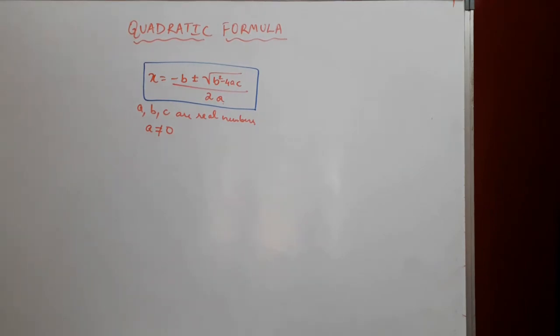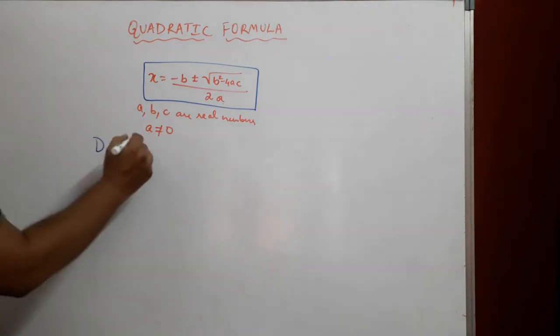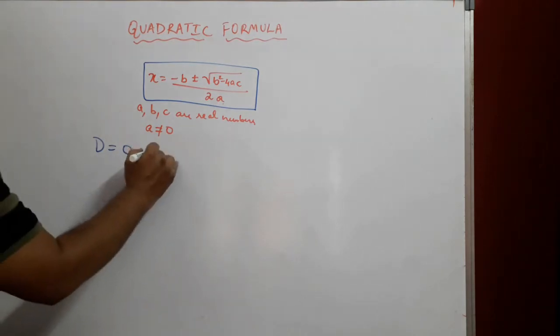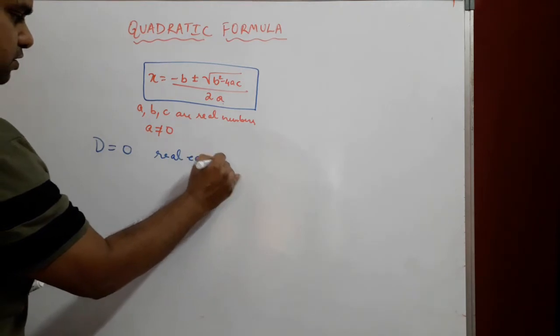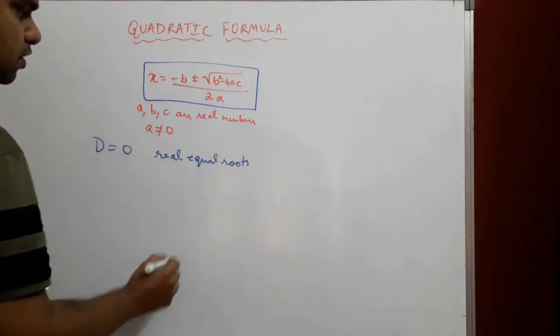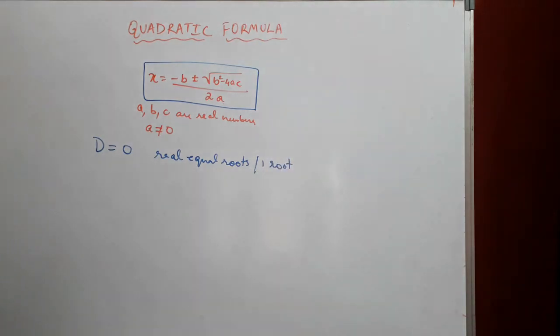Now let us take an example to understand what we mean by D equal to 0, that the quadratic equation has real equal roots, or just one root. Okay, let's have a look. We'll solve a quadratic equation and see.